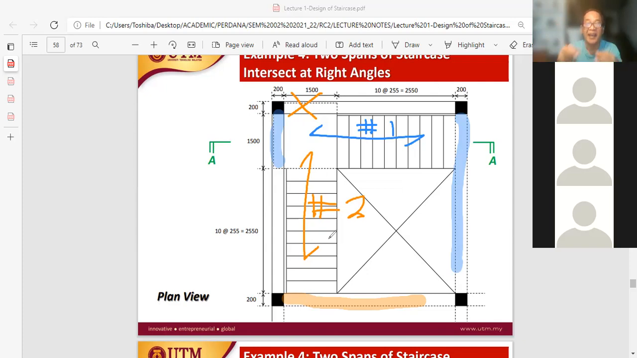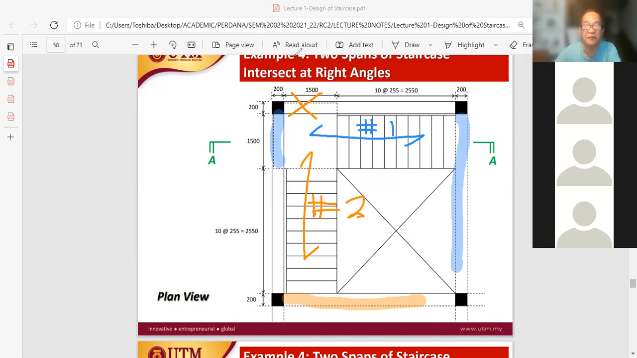Number 3, the loading as before, we divide the loading into 2, half-half, provided both are independent. Flight 1 and flight 2 independent. Now, flight 2 is dependent on flight 1. So the loading on the landing, 100% will only appear in flight number 1. Flight number 2 has no loading from the landing. Similar to example number 3.